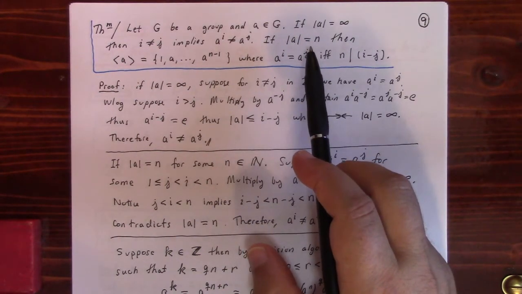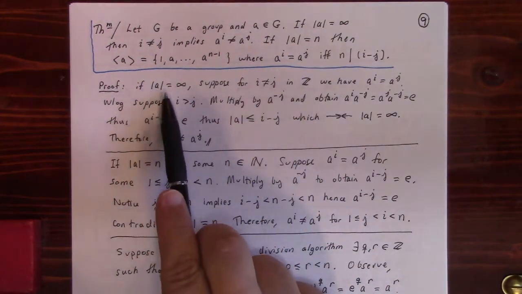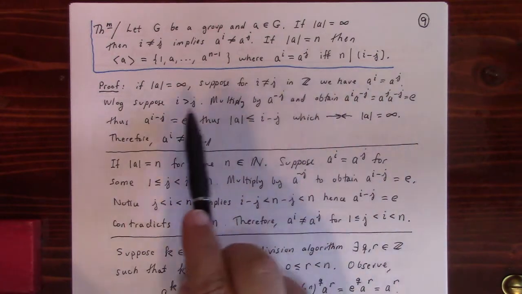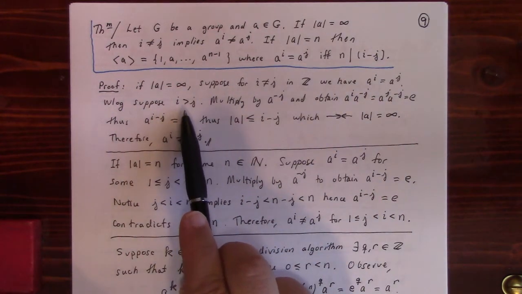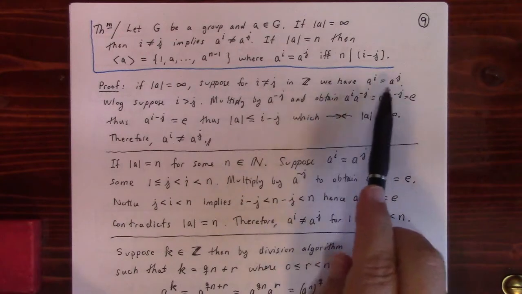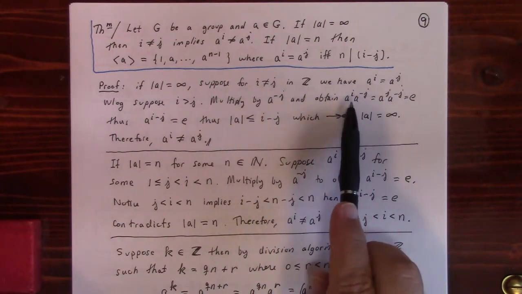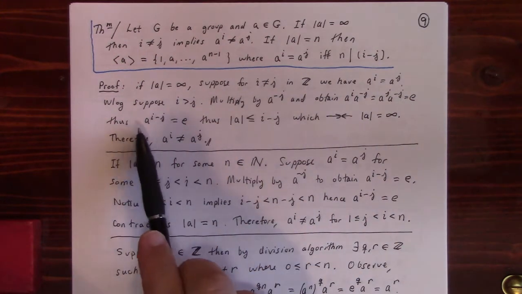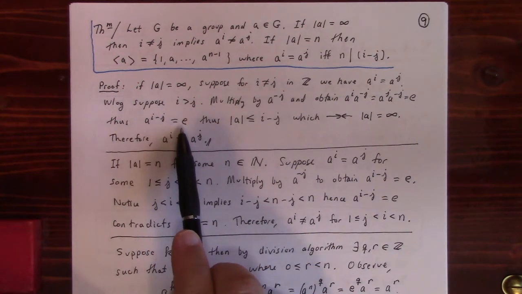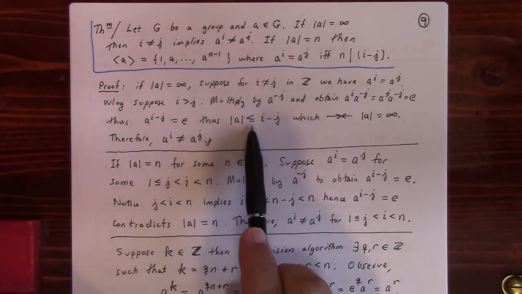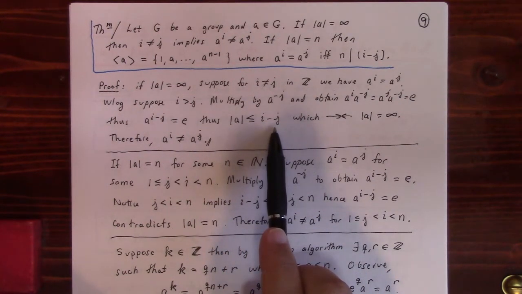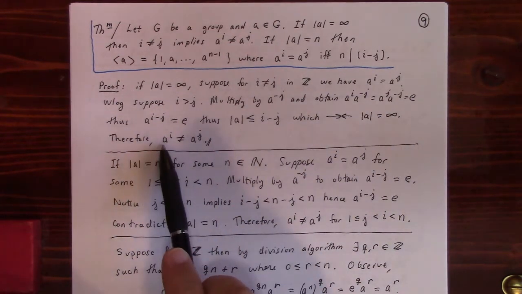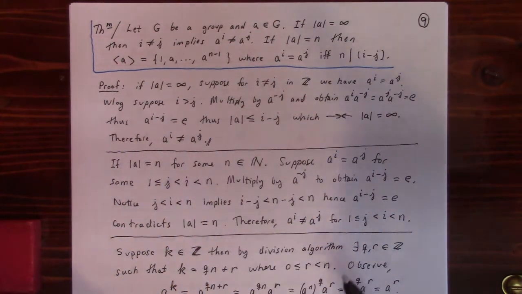All right, so the proof. First of all, if the order of a is infinite, suppose for i not equal to j, we have a to the i equal to a to the j. Without loss of generality, we can suppose i is greater than j, multiplied by a to the minus j on one side. We get a to the i times a to the minus j, which is equal to a to the j times a to the minus j, which is equal to e. Thus, a to the i minus j is equal to e. Thus, the order of a is less than or equal to i minus j. Oh no, that's a contradiction because we said the order of a was infinite. Therefore, a to the i is not equal to a to the j. So there's one part of it down.